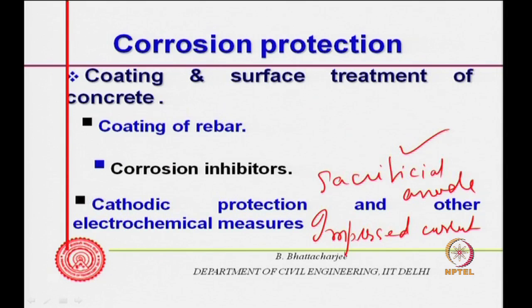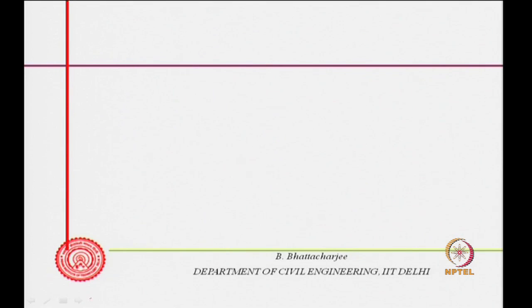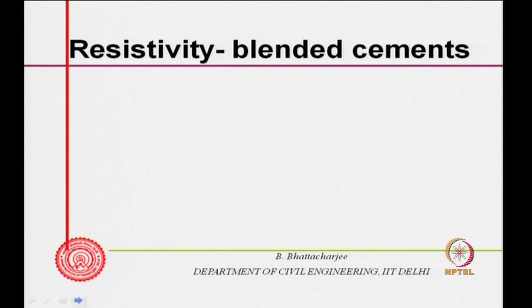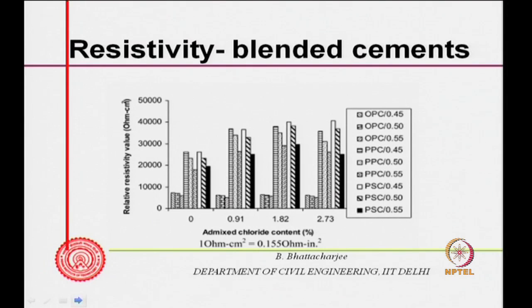If you are applying some current from outside through batteries, as in some cases of bridges, reinforcement bars, it has been done actually. It changes the potential to such a level that it is an immune potential. So, these are cathodic protection, the impressed current system. Coating of rebar, I said coating or surface treatment, but these are all costly processes. So, just to conclude our discussion, resistivity of blended cement I was talking about.